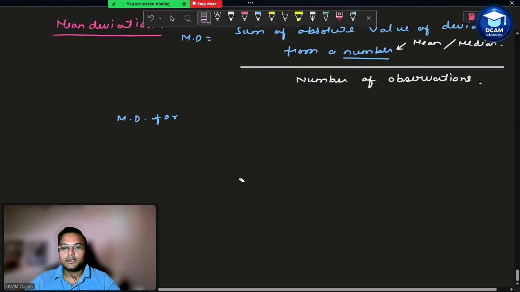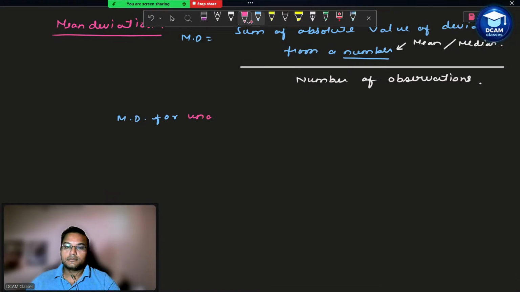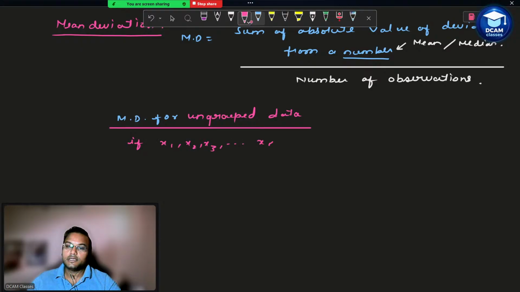Okay. Now for mean deviation, let's move to the ungrouped data. The basic formula I have given, but for every kind of data, let me give you. For ungrouped data, if x1, x2, x3 up to xn are the observations.